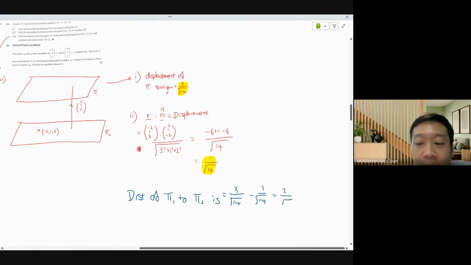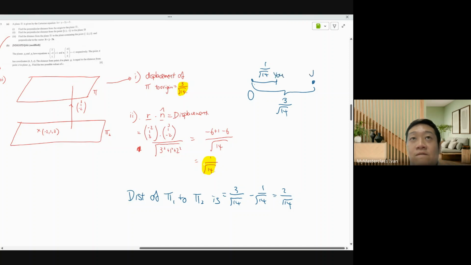Understand why? Because it's like, okay, this is O, right? You are standing 1 over square root 14 away from O. Josh is standing 3 over square root 14 away from O. So what is the distance between you and Josh? R dot n hat is for displacement to origin.